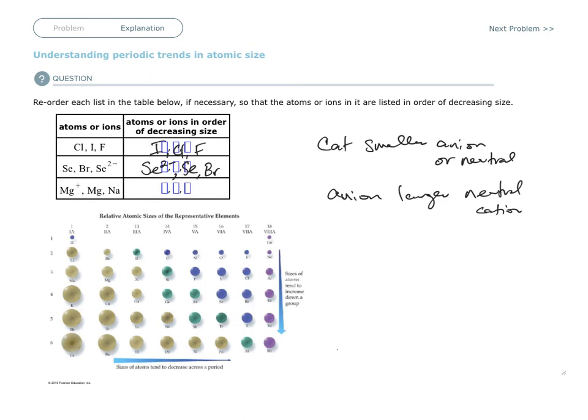Sodium is the biggest, magnesium is smaller, and the magnesium ion is even smaller than that. So this is going to be sodium, magnesium, and then magnesium ion. Okay. Thank you very much.